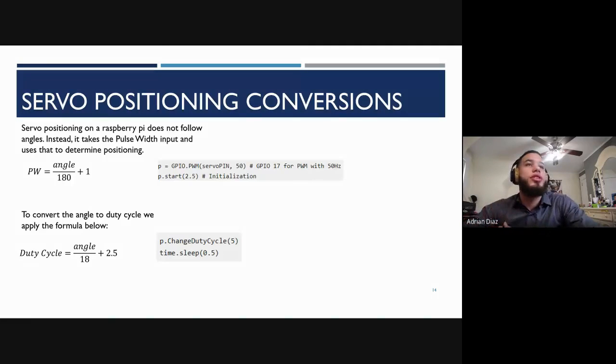The servo motor uses a different positioning system from the normal degrees or radians for angles. Instead, as seen in the input, it uses a pulse width. So this first must be calculated with the first equation seen above: pulse width equals angle over 180 plus 1. Then we need to convert the angle into a duty cycle, which is how we use the positioning in the servo. This is calculated with the formula below: angle over 18 plus 2.5. And we see this implemented in the code on the right, where the change duty cycle is 5.